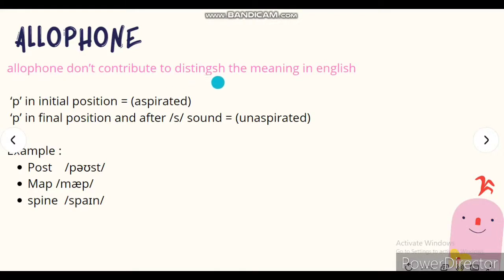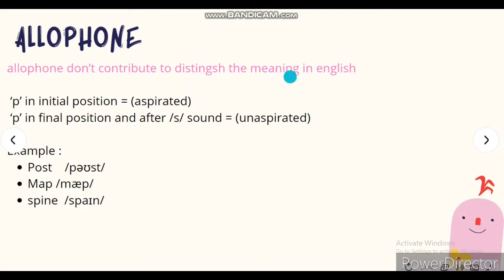Next, allophone. Allophones don't contribute to distinguishing meaning in English. In English, when p is in initial position, you should pronounce it with a lot of puff of air, or aspirated. But when p is in final position or after s sounds, you can pronounce it normally, without a puff of air, or we can say not aspirated.